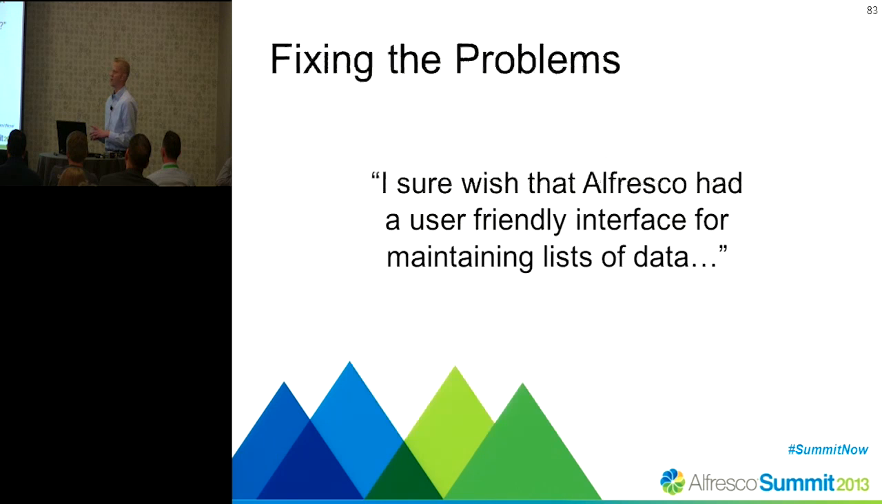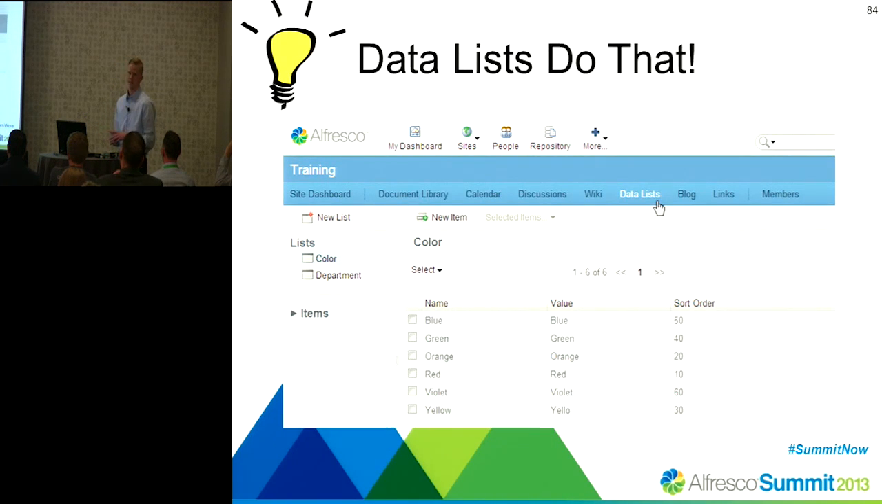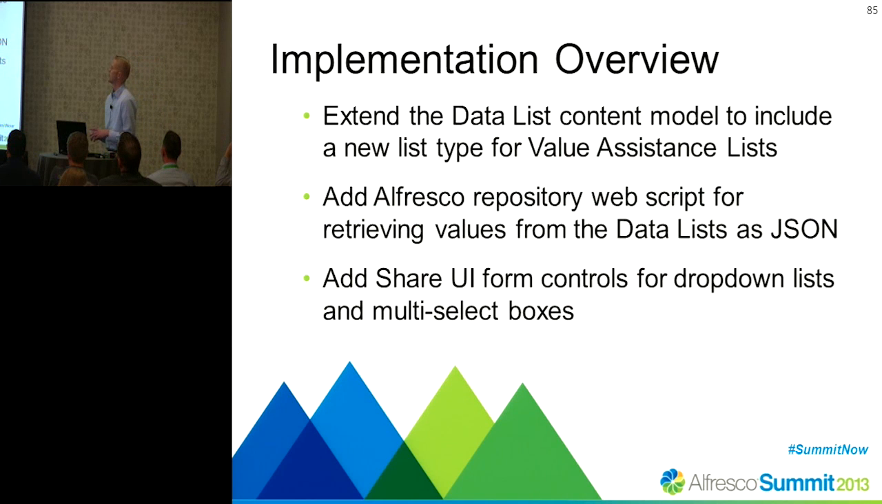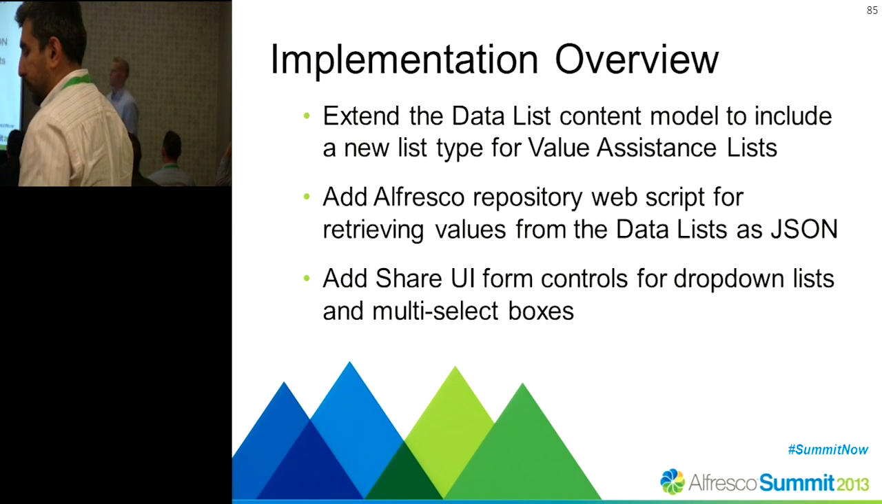So, seeing this problem at a few different clients, I got to thinking, I sure wish Alfresco had some nice user interface for maintaining lists of values. Eventually, a light bulb went off in my head. Wait a minute, Alfresco does have this. They're called Datalists, and they've been in Share forever. So most of you, I'm sure, are familiar with Datalists in Alfresco Share. So I decided to use Datalists to drive the values in my drop-down list rather than coding XML. To implement this was pretty simple.